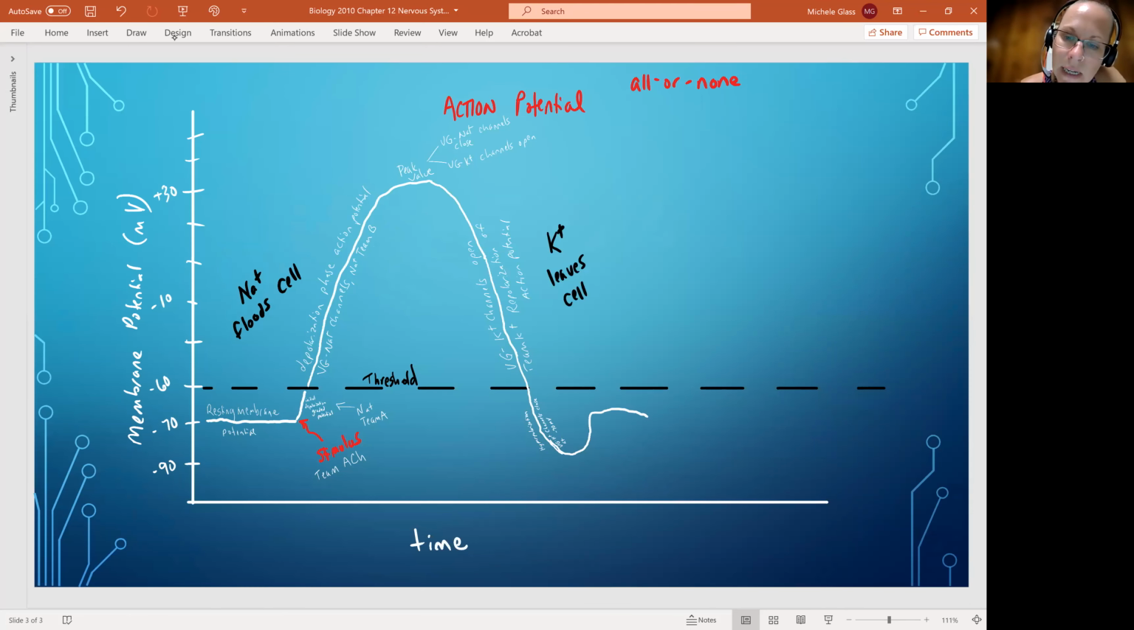And then we're going to see it's the activity of the sodium potassium exchange pump that's actually going to return our cell to resting membrane potential. So this is our action potential.